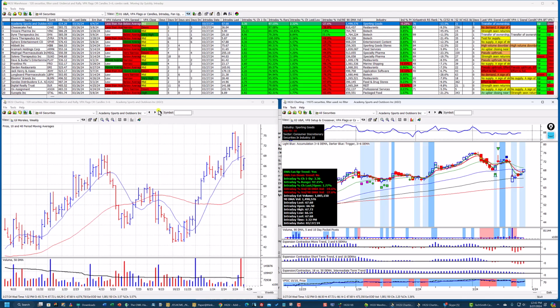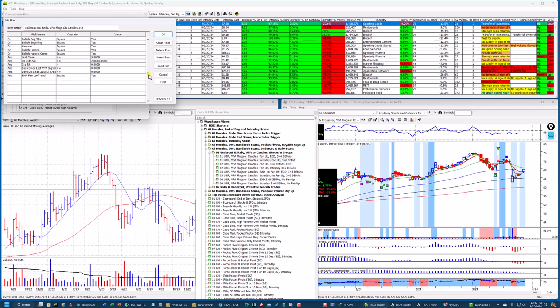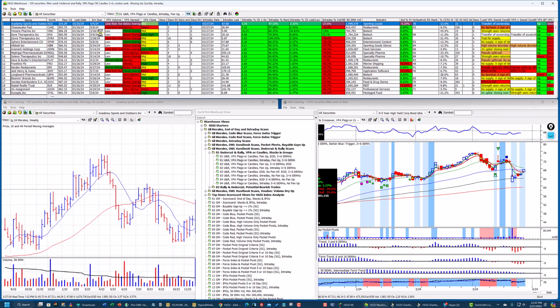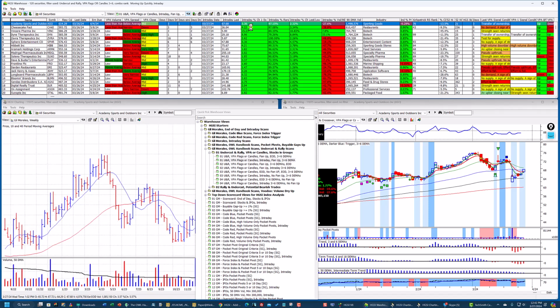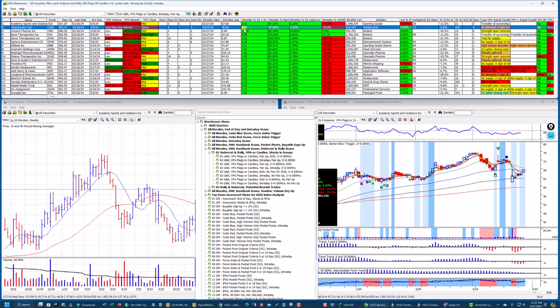So these are 3 under the 6, and I'll just show you how complicated this filter is. If any of these statements are true, then it's going to pass the scan. So these are undercutting, and if they're moving up intraday, then they're starting to rally. Let's look at another one.